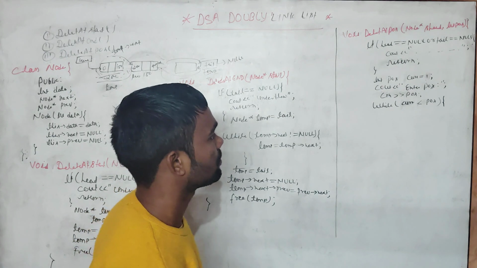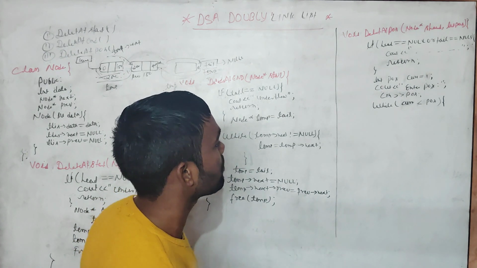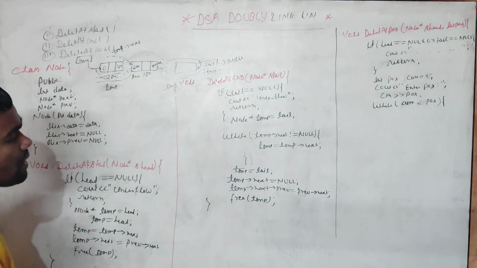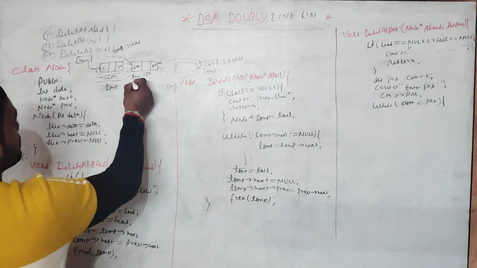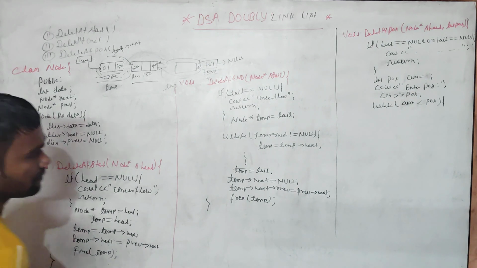It will be seen here. Current will be the start position. Now I am going to discuss what I am doing here. I want to delete this node. How can I delete? I want to delete this node. Okay, no issue.